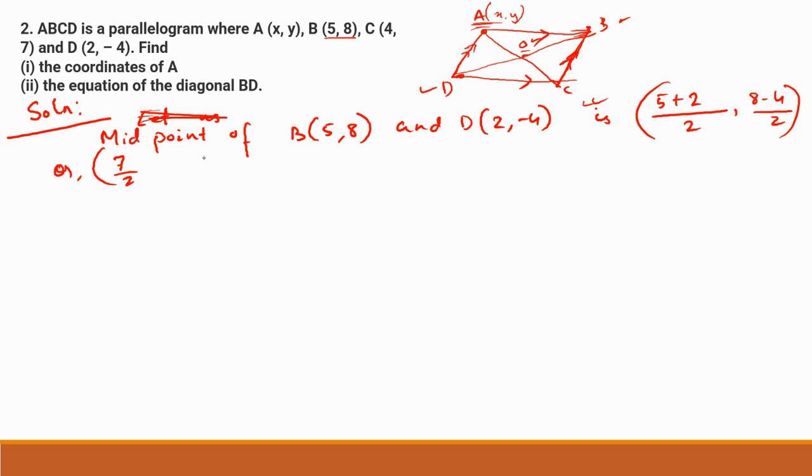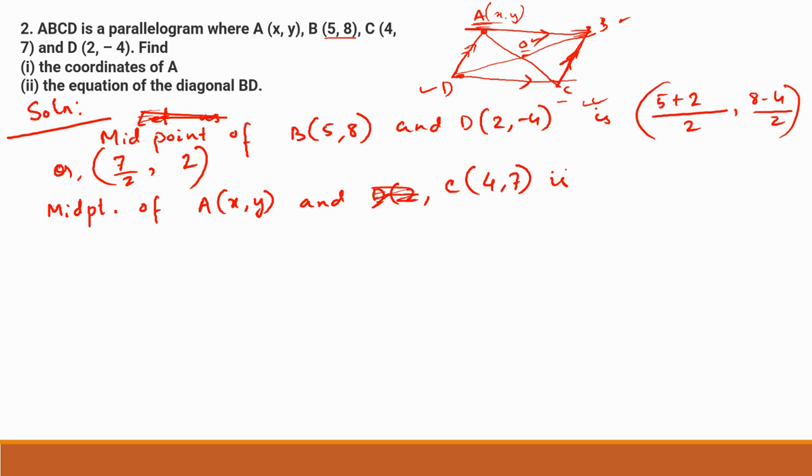Yeah, this is fine. 7 by 2, and this is 2, right? So now you see, you can do the midpoint of A and C. No, sorry, A, B, C, D, right? Midpoint of A and C, which is 4 comma 7. How much is the midpoint? x plus 4 by 2 comma y plus 7 by 2, right?